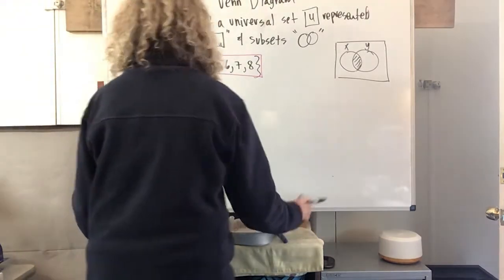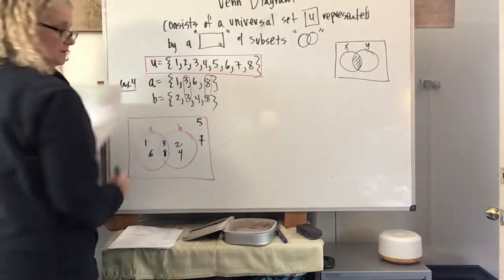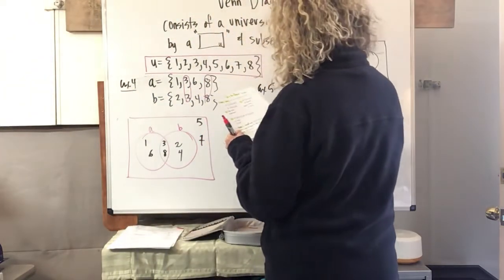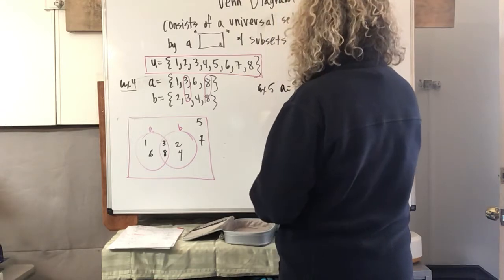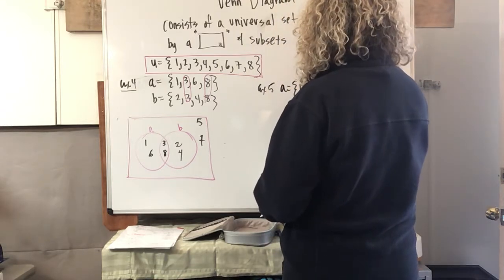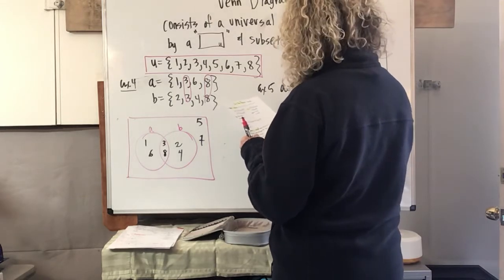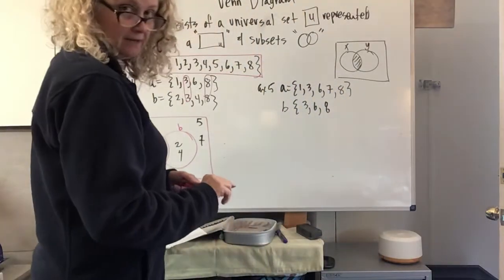This was example 4. Moving on to example 5. A is 1, 3, 6, 7, and 8. And B is 3, 6, and 8. So we're going to build a Venn diagram here.